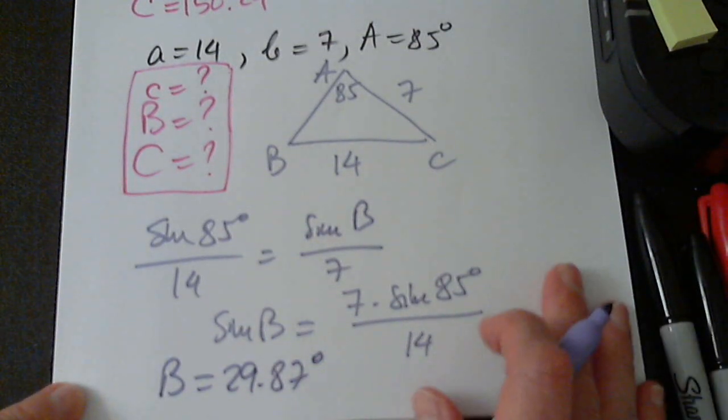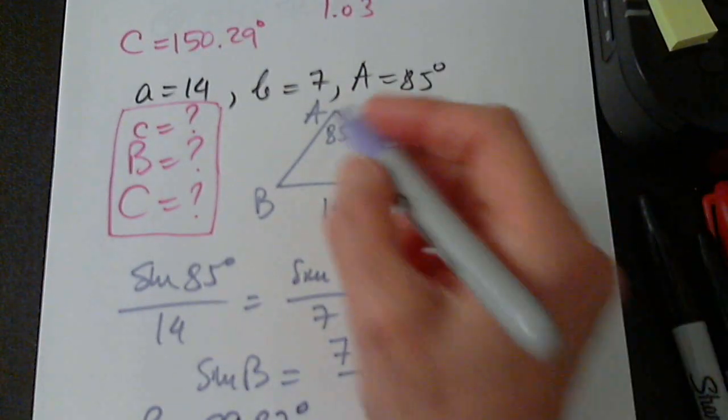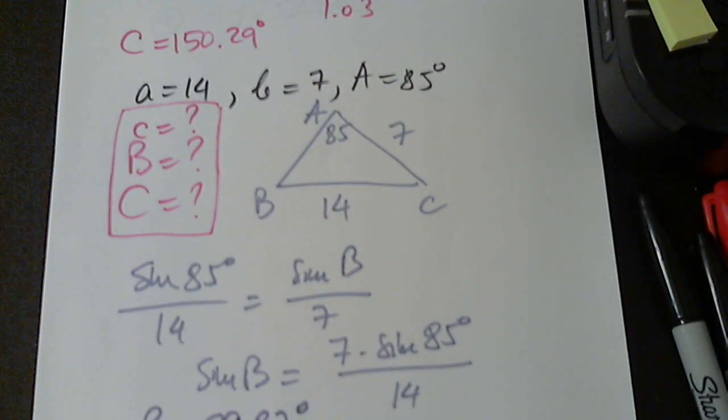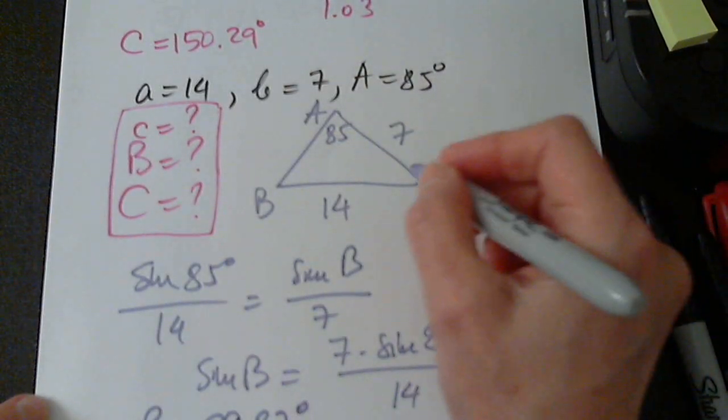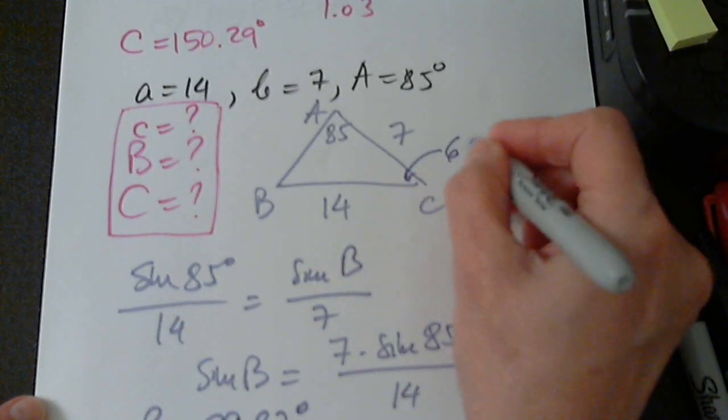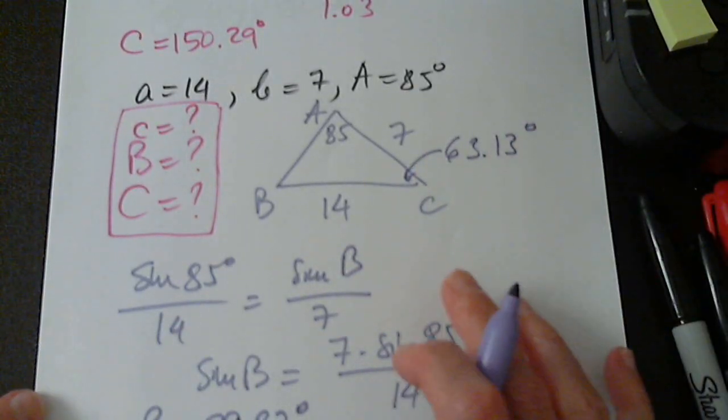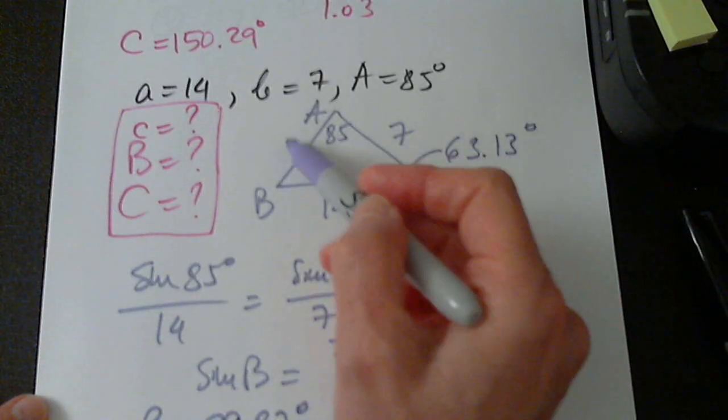29.87 degrees. If B is 29.87 degrees, then from 180, I subtract 29.87 and also subtract 85. And I got the third angle, which is 63.13. And then the only thing that I need to determine is C.